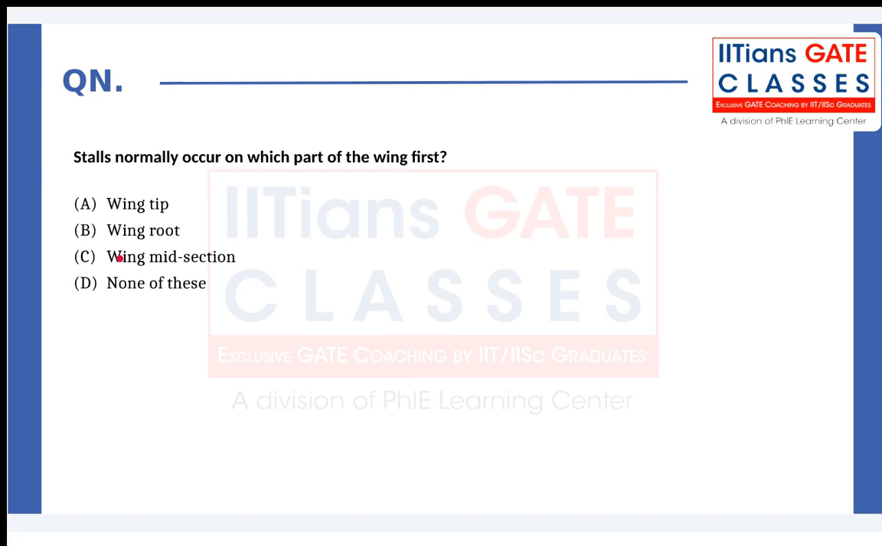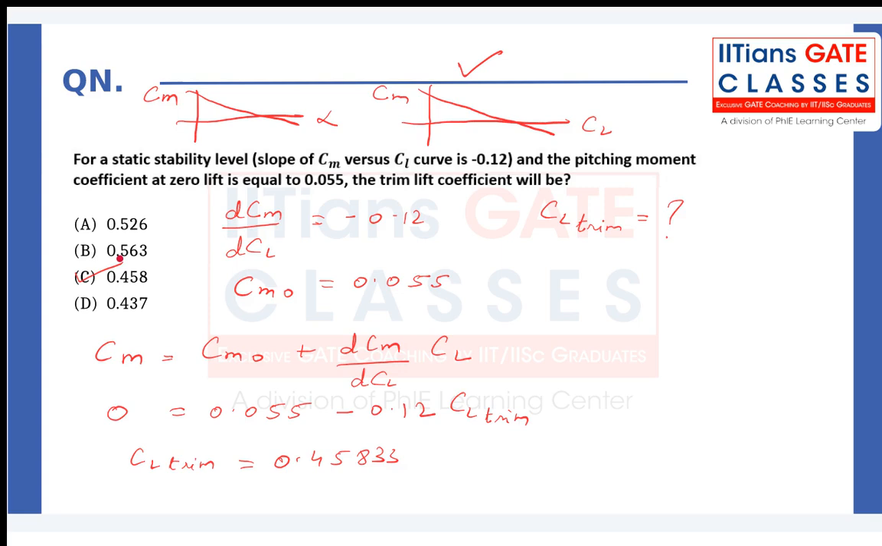A student asks why CM equals zero, saying they did not understand the question and asking for elaboration. Okay. So at trim, what happens is that trim is your equilibrium point. At that point, your sum of forces and moments are zero. Here there is no force in our equation, so your pitching moment at trim equals zero. Correct?